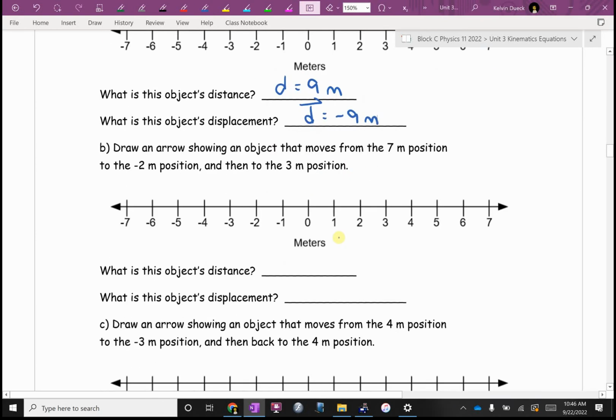Draw an arrow showing an object that moves from the 7 position to the -2 position. So that's the first pathway. But then there's another trip to the +3 position. I'm going to put a little dot right here, dot at 3, and go like that. I guess my initial would be here, my final would be here, and that -2 is neither initial nor final, it's just a stopover point.